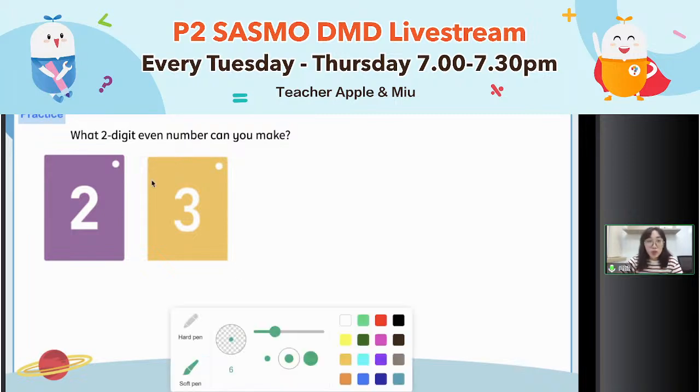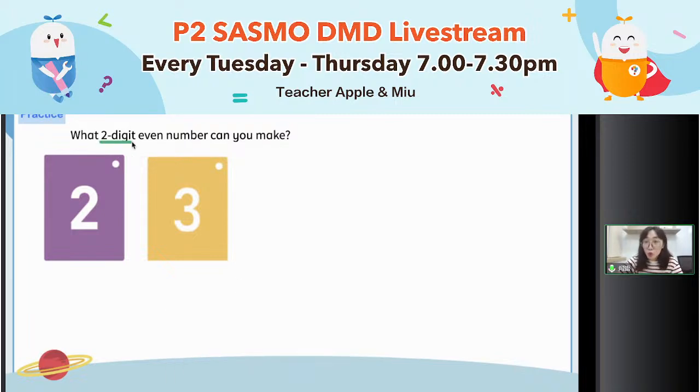So firstly, what should we do? We need to start from 2 digits. If a number has 2 digits, it has a tens place and a ones place. And after that, you see, we only have digit 2 and digit 3. Can we put digit 3 in the ones place? Yes or no? No, we cannot, right?